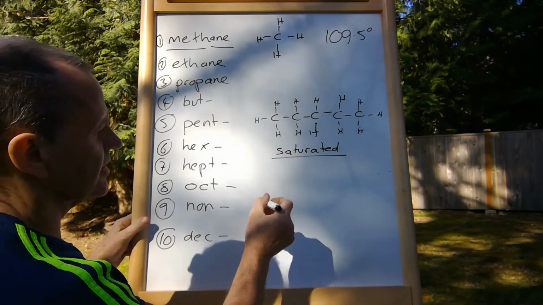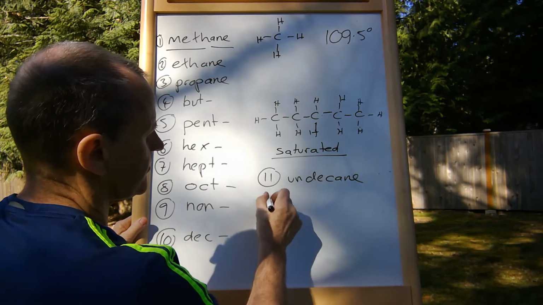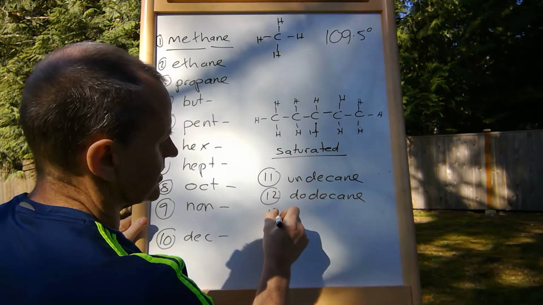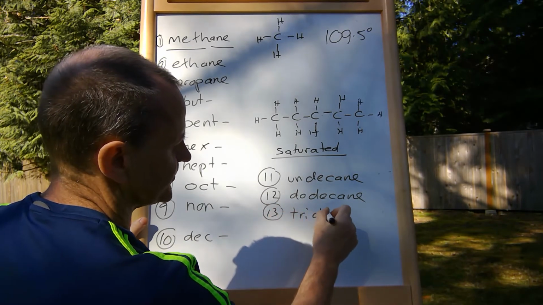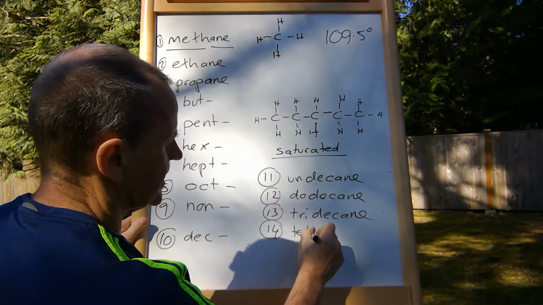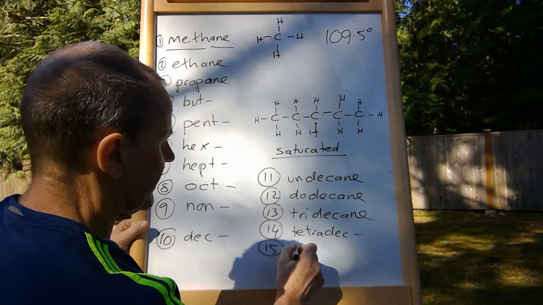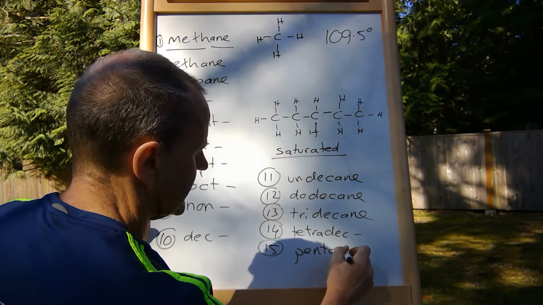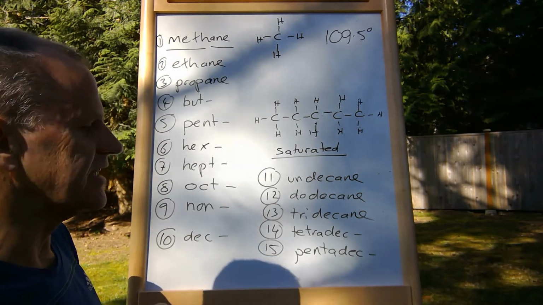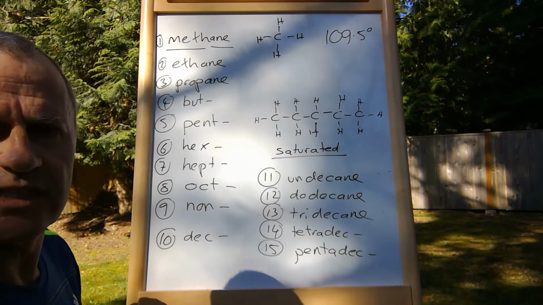And so we can go into 11, undecane. 12, dodecane. 13, as you would expect, tridecane. 14, tetradecane. 15, pentadecane. And I've kind of run out of board there, but you get the general idea: hexadecane and heptadecane and so on. So that gives us a number of these.